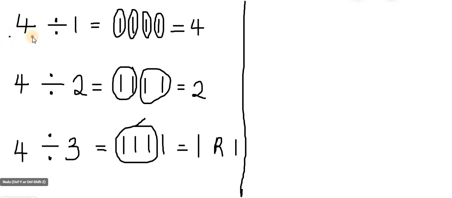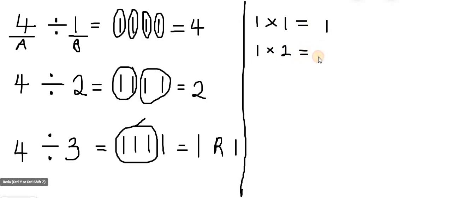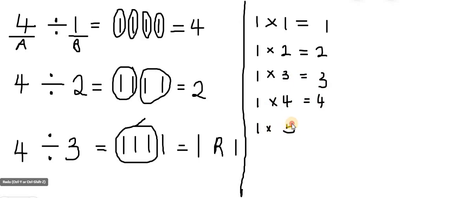Let's use times tables to do the same thing we did with the counting sticks. We deal with 4 divided by 1. Let's call this A and this B. We create a times table for the number above B, which is 1. So we start from the top. 1 times 1 is 1. 1 times 2 is 2. 1 times 3 is 3. 1 times 4 is 4. And 1 times 5 is 5. So we stop there.